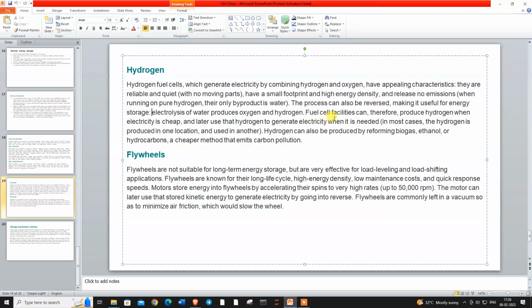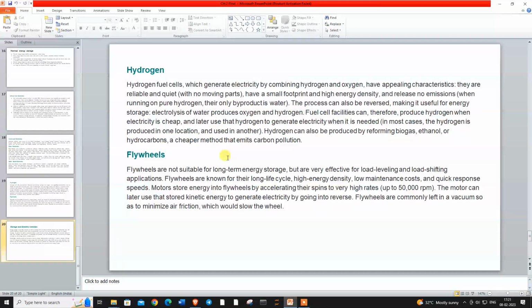So at the off peak period we can generate the hydrogen, and when there is a spike in the peak period we can generate electricity from that hydrogen. Okay, so it is bidirectional in use. Hydrogen can also be produced by reforming biogas, ethanol or hydrocarbons. These are different cheaper methods that emit carbon pollution. But the hydrogen produced from the fuel cell route will only give water as a byproduct, whereas when we use the reforming process for the generation of hydrogen by using biogas, ethanol or hydrocarbons, this can emit carbon pollution.